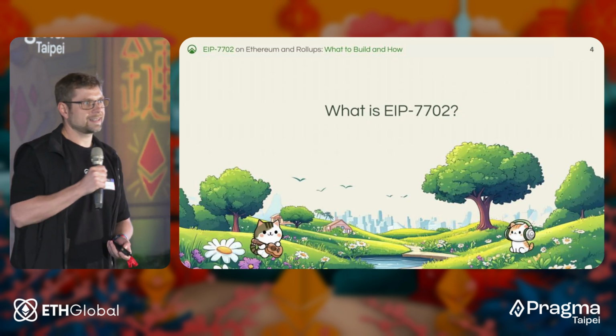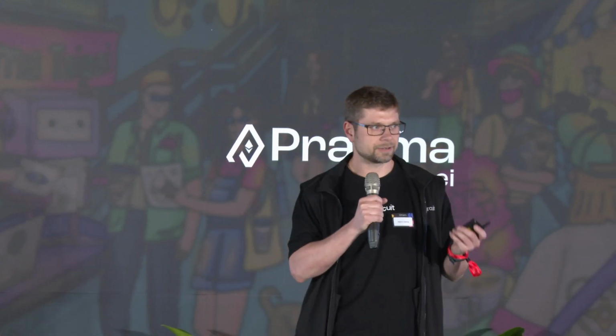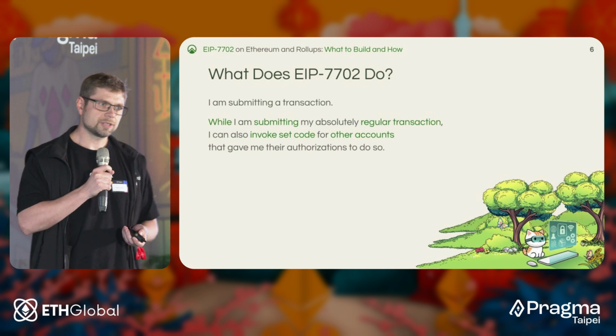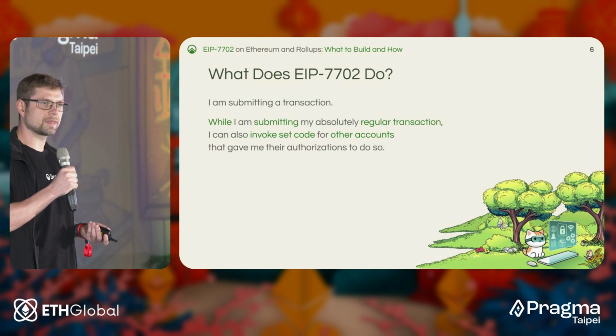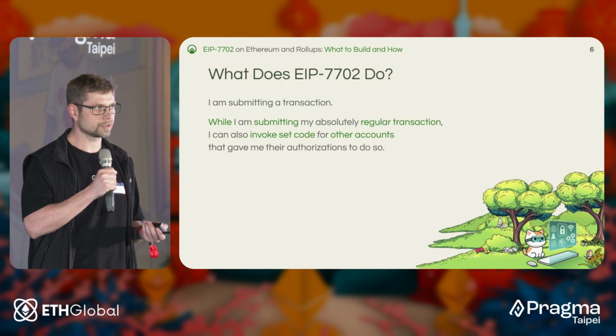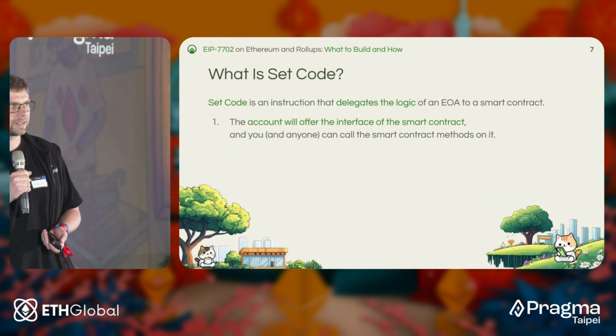So what is EIP 7702? Let me give you my stab at a lightweight explanation of what this EIP brings and how it operates. If you want to understand EIP 7702, imagine that you are submitting a transaction. It is an absolutely regular, ordinary transaction, and all of you know how to do that, okay? But while you are submitting this transaction, you have some additional privilege. This privilege is to invoke something called set code for your account or accounts that gave you authorization to do so. So now we need to understand what a set code is.